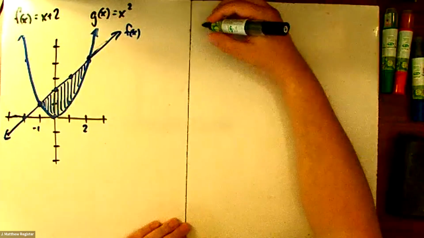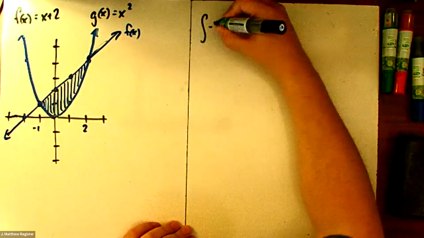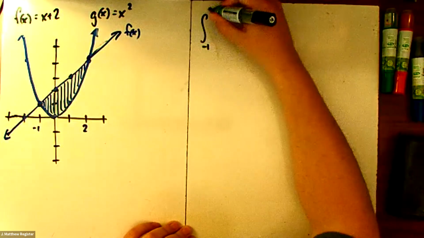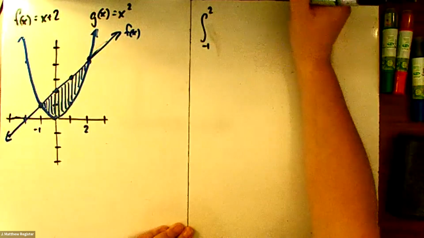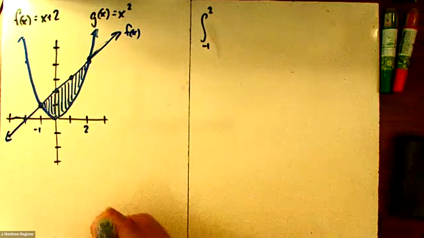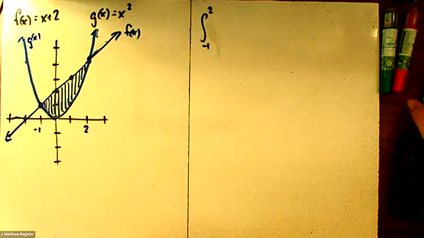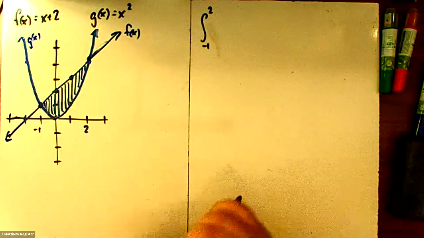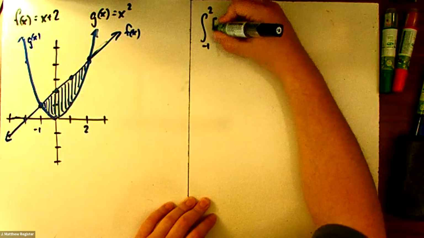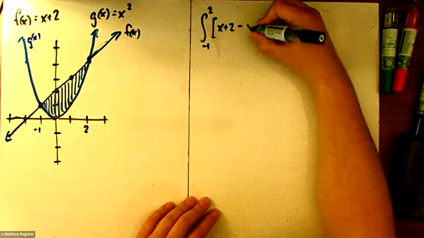We would say that this is going to be the integral from -1 to 2. Oh, let me put those in the right location, from -1 to 2. And then it's going to be the top function minus the bottom function. I didn't label that bottom function. Let me label that real quick. G of x. And so our function f of x is the one on top, so we'll say it's x plus 2 minus our g of x, which is x squared.